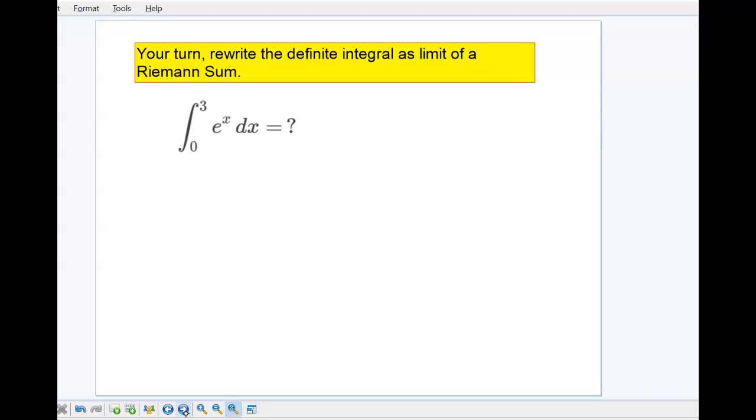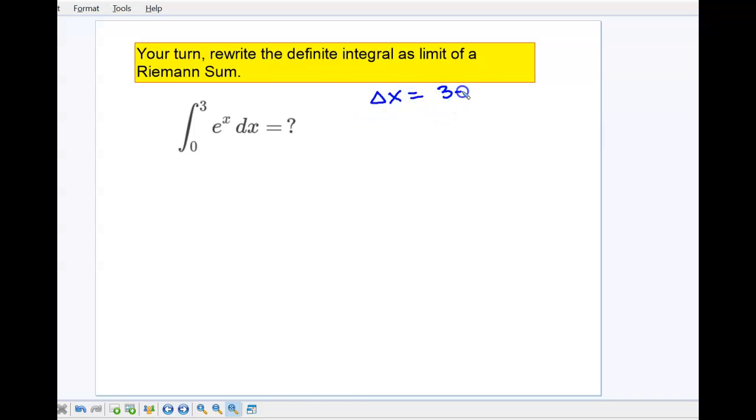Okay, let's try this one here again. Let me get you to pause the video and give this one a try. So we want to rewrite this definite integral as a limit of a Riemann sum. Okay, so again, I've got to find delta x. We should be getting a little bit better at this.